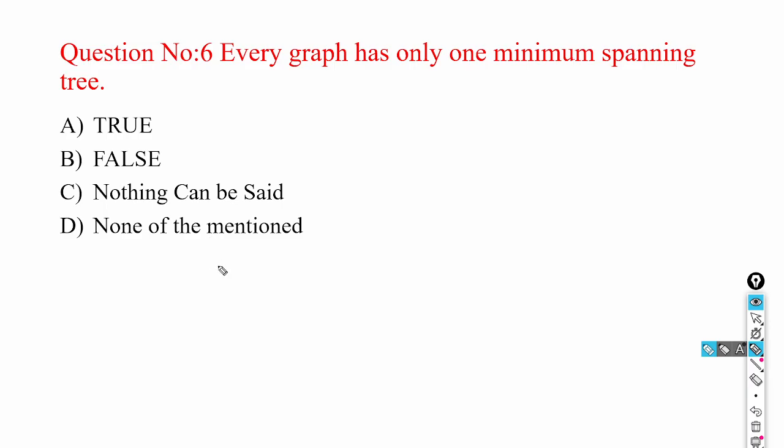So what does minimum spanning tree mean? Just now we discussed it. It is the spanning tree with the minimum sum of edge weights. An important point: a graph can have one minimum spanning tree, MST, or multiple minimum spanning trees, because multiple spanning trees can have the same sum of weights.